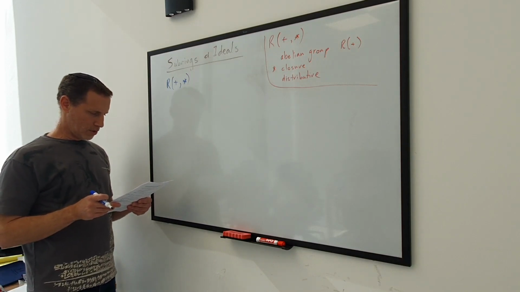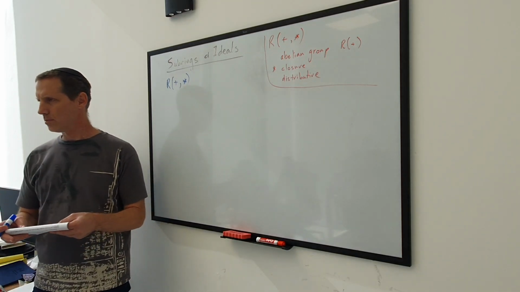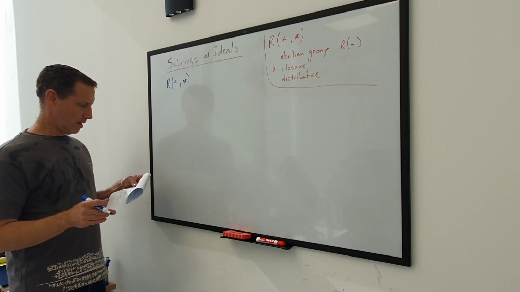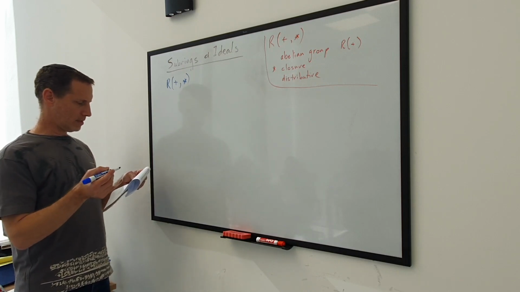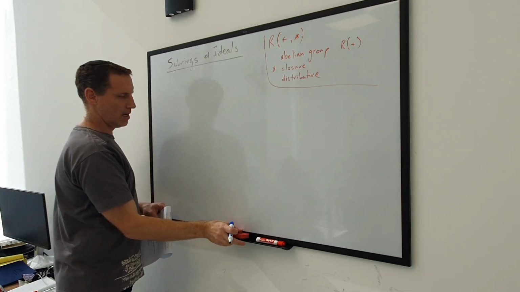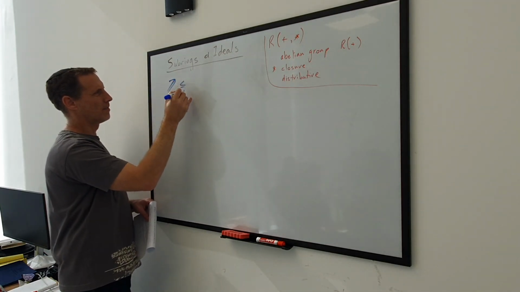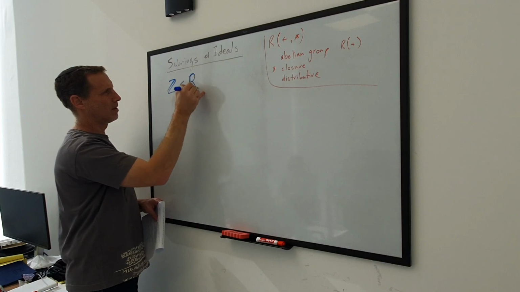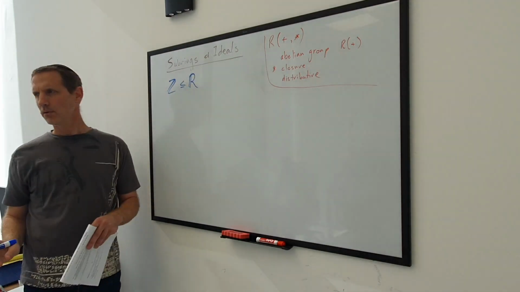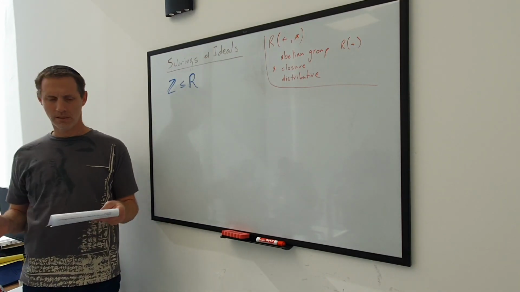Okay, so let's look at some examples of subrings and ideals, and then we'll do something slightly more interesting. Let's look at the reals and Z. We'll say that Z is a subring, but we'll ask if Z is an ideal.